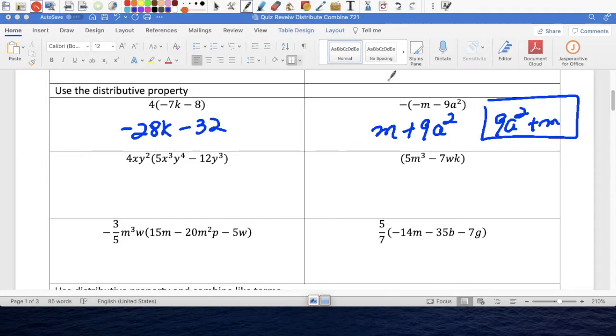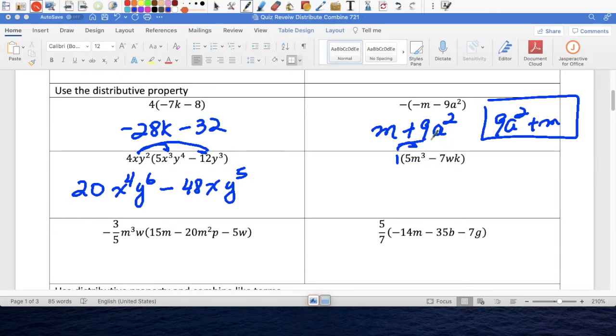Doesn't matter, it's fine. Next one, multiply the coefficients with the coefficient. 4 times 5 is 20. x times x cubed, keep the base, add the exponents, so I get x to the 4th. y squared and y to the 4th power gives me y to the 6th. And then again, we're going to multiply that by that. It's a positive times a negative, so it's going to be negative. 4 times 12 is 48. x, nothing to multiply with. And the y gives me y to the 5th power. Here, there's an invisible 1, so it just comes out the same.